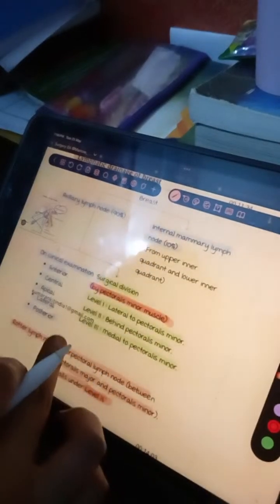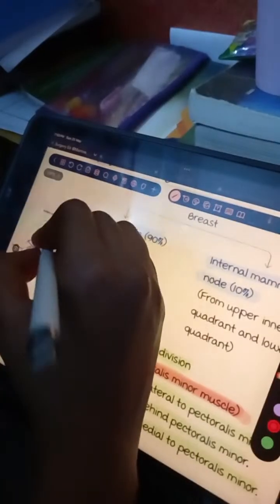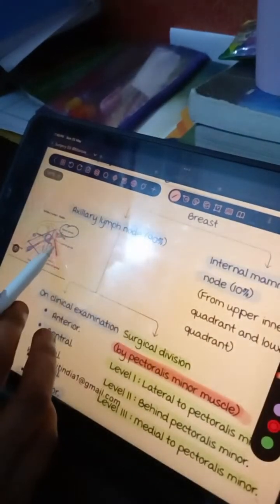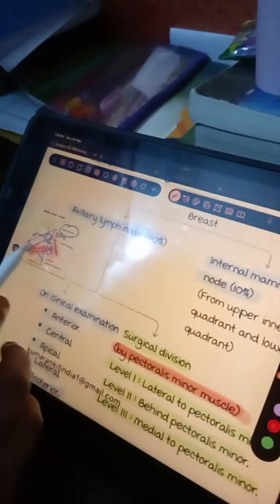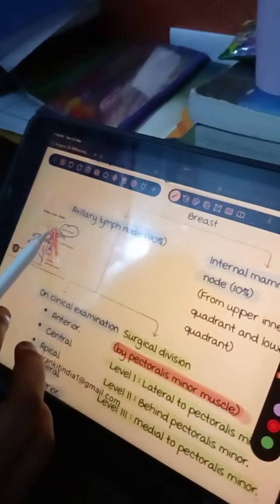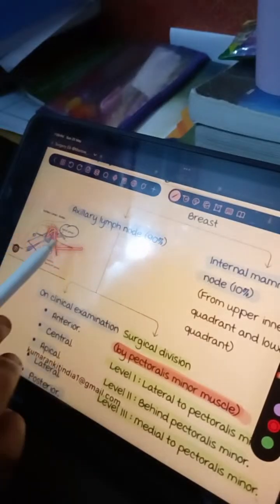On surgical divisions, which is divided by pectoralis minor muscle, we have lateral to pectoralis minor, behind pectoralis minor, and medial to pectoralis minor. So the axillary group of lymph nodes is divided like this. Okay. Here we have pectoralis minor muscle also. So we have lateral to pectoralis minor, behind pectoralis minor, and medial to pectoralis minor.